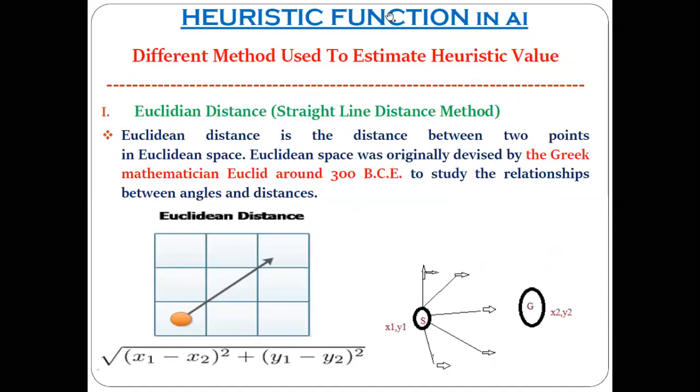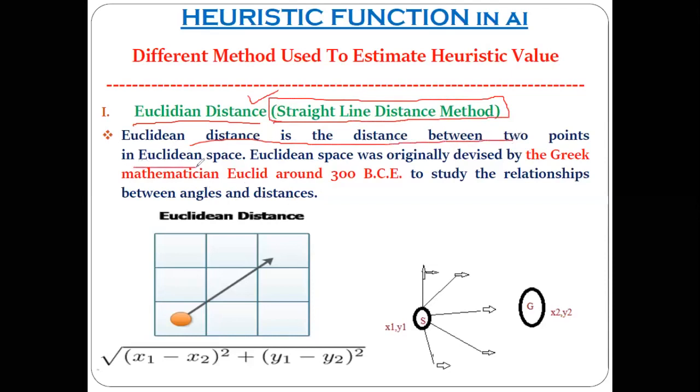So some of the important techniques we are discussing here, one of them is the Euclidean distance. You might have heard about this. Okay, one method is what? Euclidean distance, which is also called the straight line distance method. It is the distance between 2 points in Euclidean space. This technique was originally discovered by the Greek mathematician Euclid, and that's why the name given to it is Euclidean distance. Okay. In history.